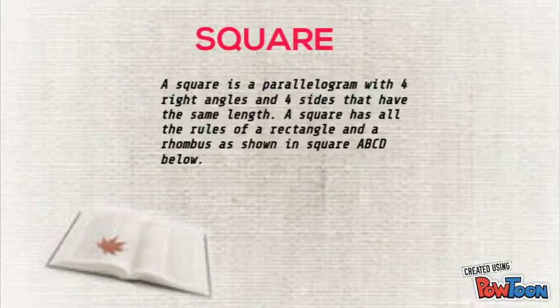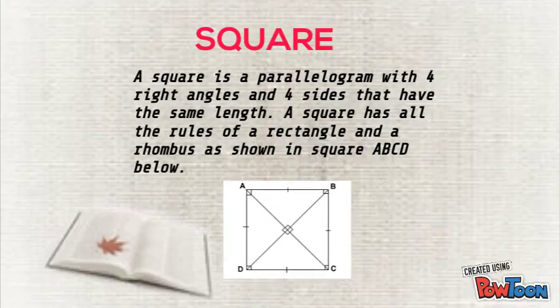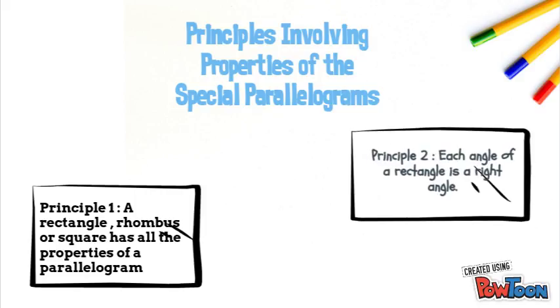Square. A square is a parallelogram with 4 right angles and 4 sides that have the same length. A square has all the rules of a rectangle and a rhombus, as shown in square ABCD below. Principles involving properties of the special parallelograms.